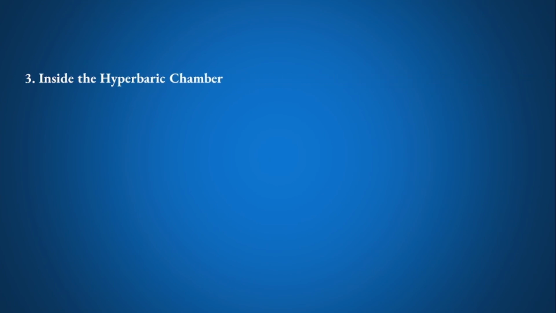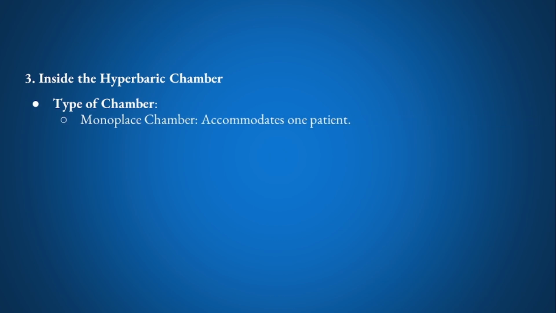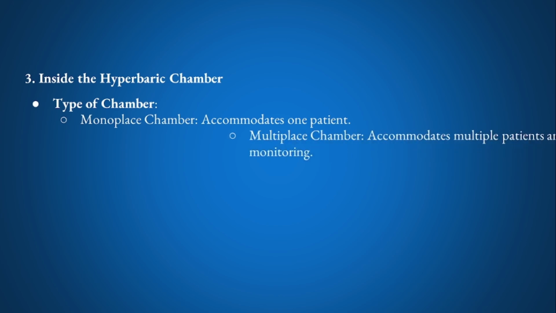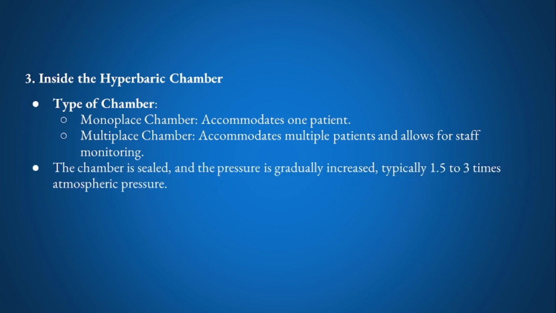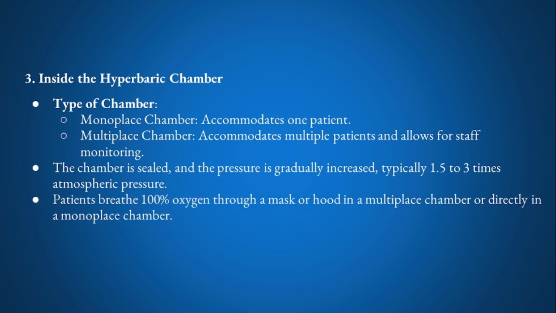And inside the hyperbaric chamber, what will happen? Before, I said there are two types of chambers. One is the monoplace chamber for accommodation of one patient, and the multiplace chamber for multiple patients, which allows a staff for monitoring also. After the patients are inside, they will seal the chamber and increase the pressure inside. It will be gradually increased, typically 1.5 to 3 times atmospheric pressure. And the patient breathes 100% oxygen through a mask or hood.